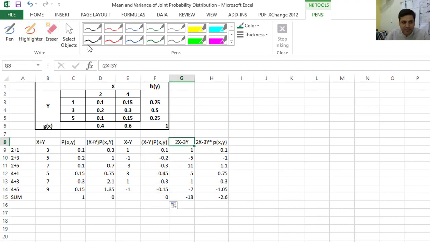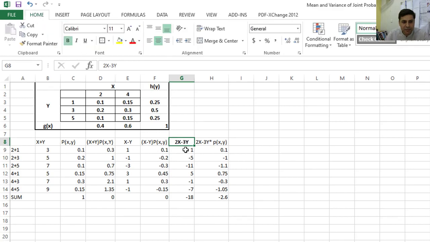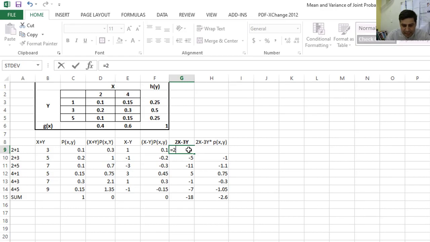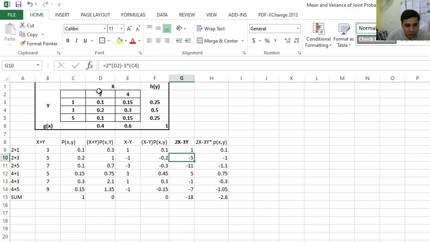Now I am showing you how you will calculate 2x minus 3y. In Excel, it is very simple. Just write is equal to 2, because in this equation it is 2 into x. So what is x now? 2 into, let's suppose this is 2, 2 into this minus 3 into y, where y is 1. This is the way you will calculate. Similarly, 2 into 2 is 4, minus 3 into 3, so that is why it will be minus 5.